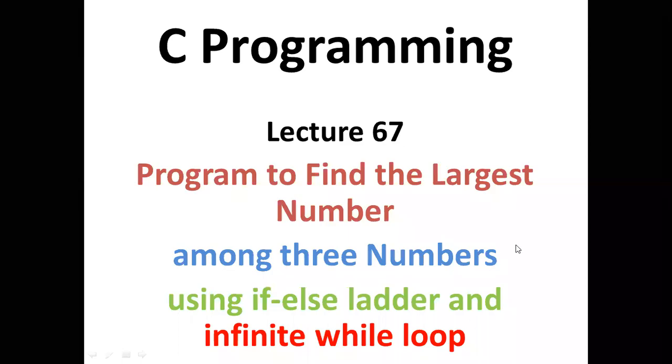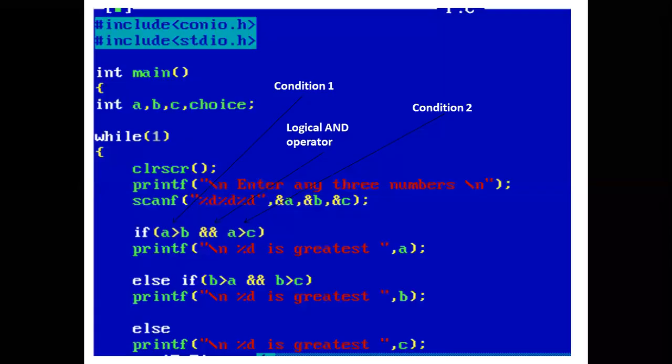Hello students, in today's lecture, we will learn a program to find the largest number among three numbers using if-else ladder and infinite while loop. In the main function, we have declared four variables of type int: a, b, c and choice. Now control comes to the infinite while loop.